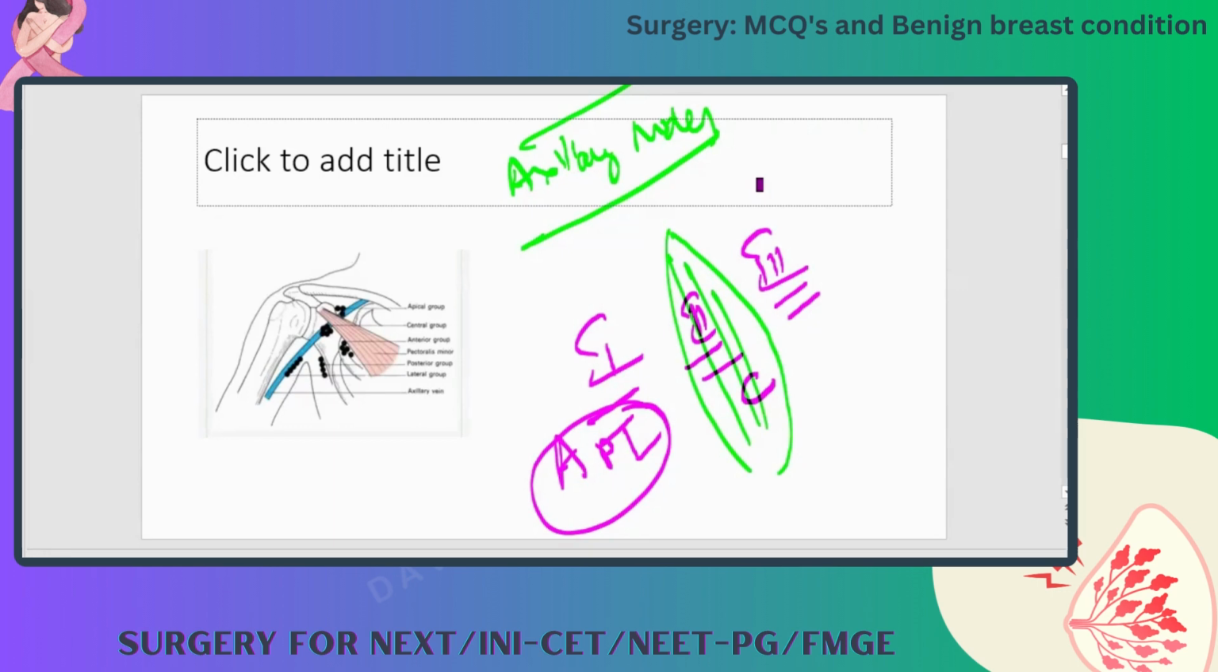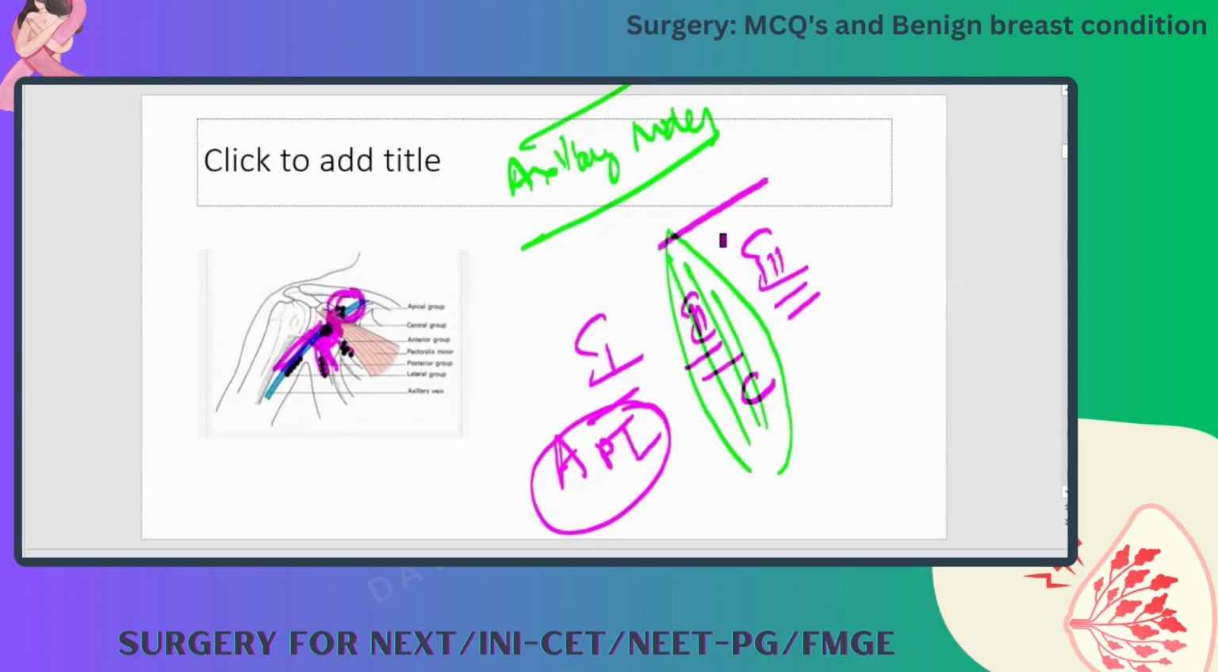So there are 5 lymph node groups which are divided into 3 zones: Zone 1, Zone 2, Zone 3. Anterior, posterior, and lateral are in Zone 1. Zone 2 is behind the pectoralis minor, that is central. Zone 3 is apical. Just remember this diagram. This is anterior, posterior, and this is central. Central we can't see, it is behind. Anterior, posterior, lateral we can see, and apical we can see again.